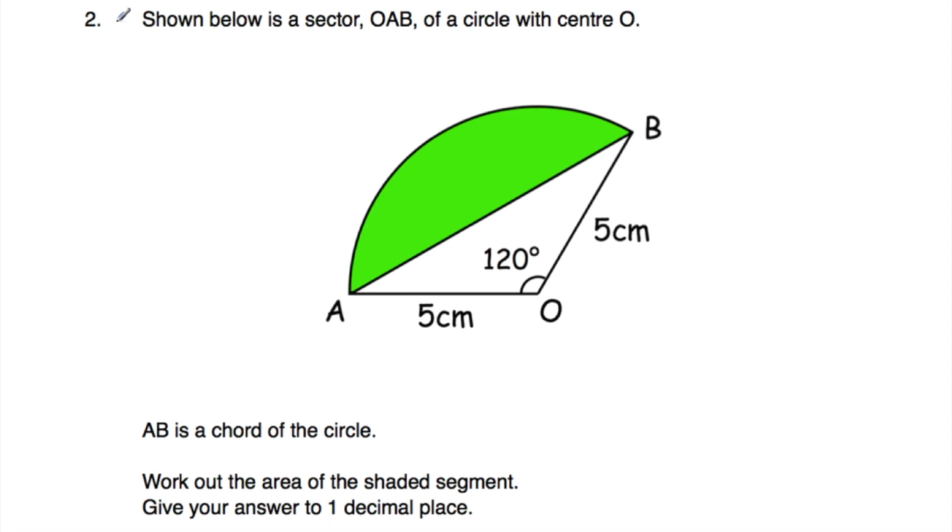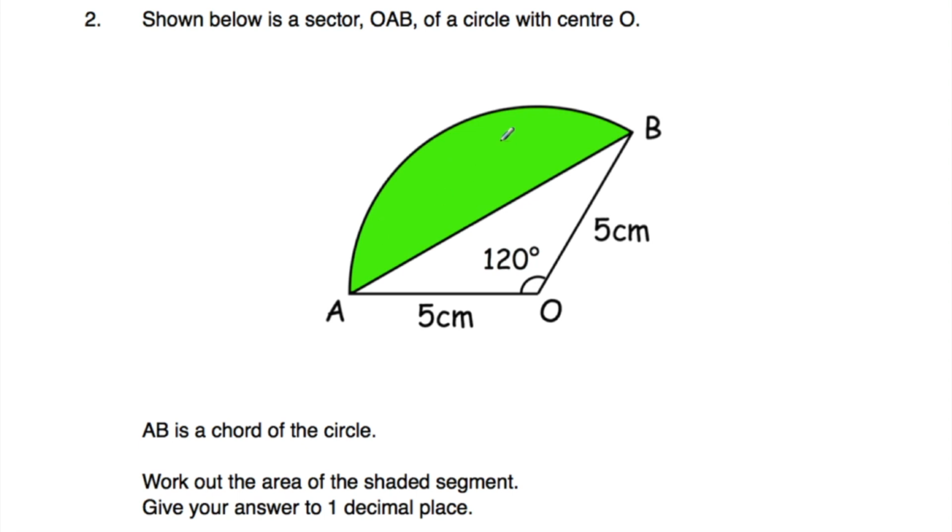Okay, let's have a look at question number 2. So question number 2 says, shown below is a sector OAB. So we've got OAB, and that's a sector of a circle with center O. So we've got this whole circle, and this is a sector of the circle, and we've got an angle of 120 degrees. That means that this sector is a third of a circle, because 3 120s is 360. So this is a third of a circle, and we're told that AB is a chord of the circle. So AB, the line joining A and B, is a chord. So A and B are points on the circumference, and that's the chord, the straight line joining them. And that means this green region is a segment, because that's the arc and that's the chord. And we've been asked to work out the area of this shaded segment.